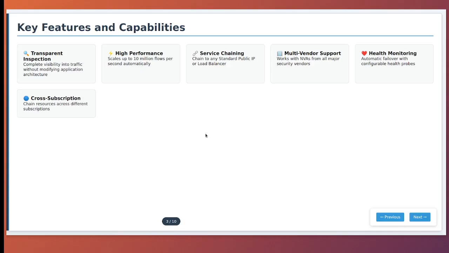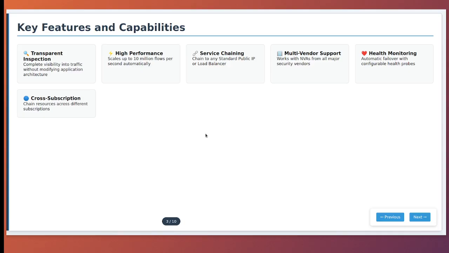First up is transparent network traffic inspection. This is the crown jewel of GWLB. Your NVAs can inspect all traffic, both inbound and outbound, without requiring any changes to your application architecture. The transparency is complete. Applications see the original source and destination IPs, ports remain unchanged, and all protocol information is preserved. This is crucial for security appliances that need to make decisions based on the actual traffic characteristics.